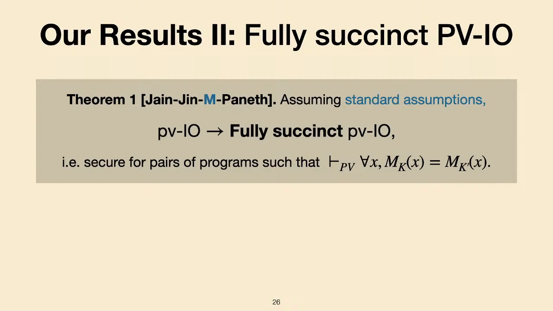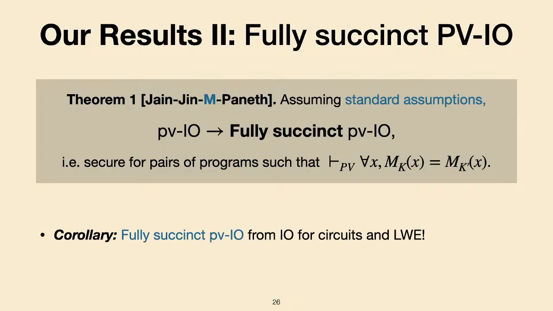So that means, again, we have this PV restriction, that I need to be able to prove in PV that the two programs are functionally equivalent. But it's fully succinct in the sense that it only grows with the size of k. And as a corollary, we actually get fully succinct PV I/O from I/O for circuits and LWE. Okay?